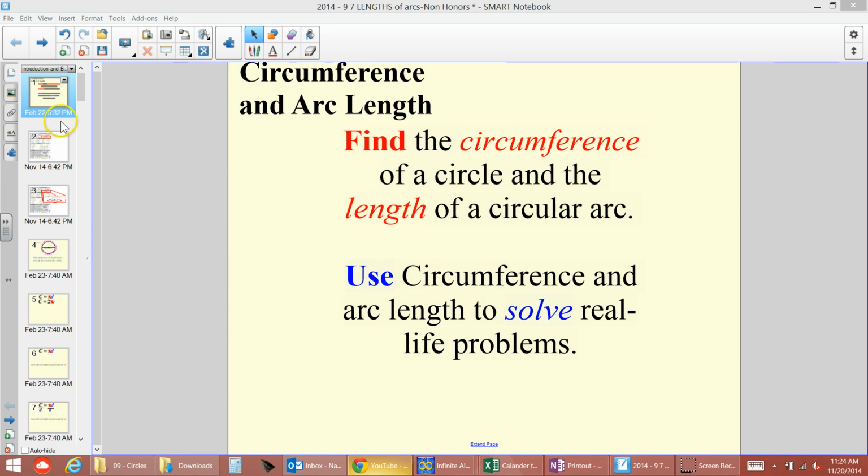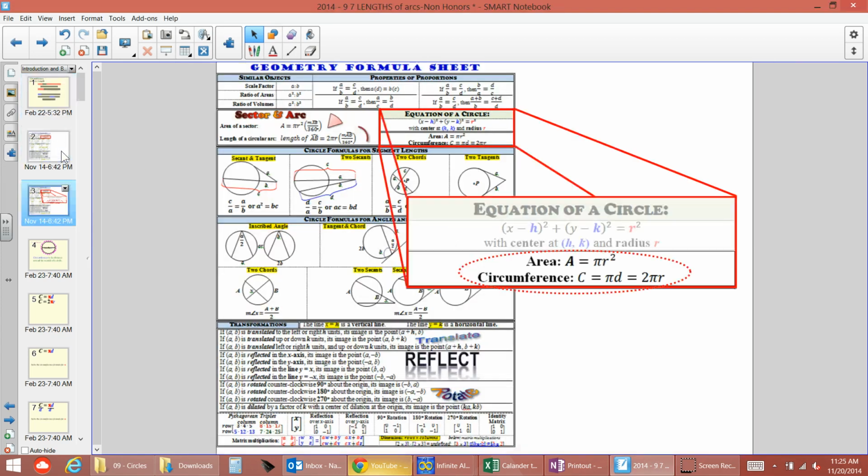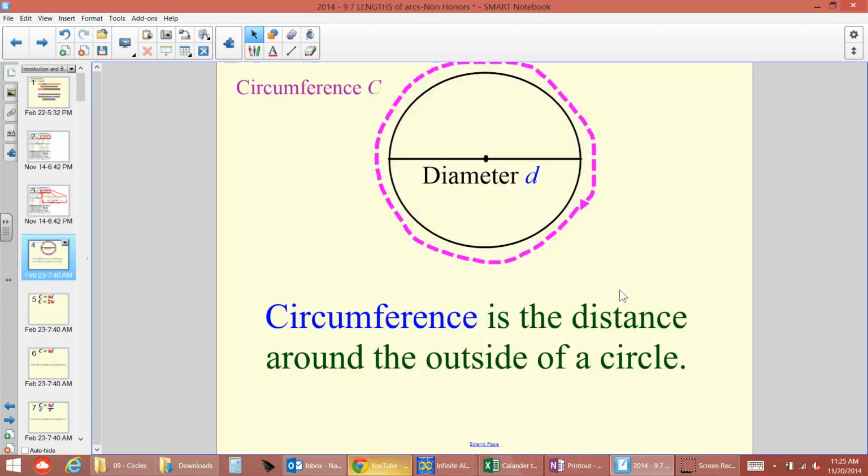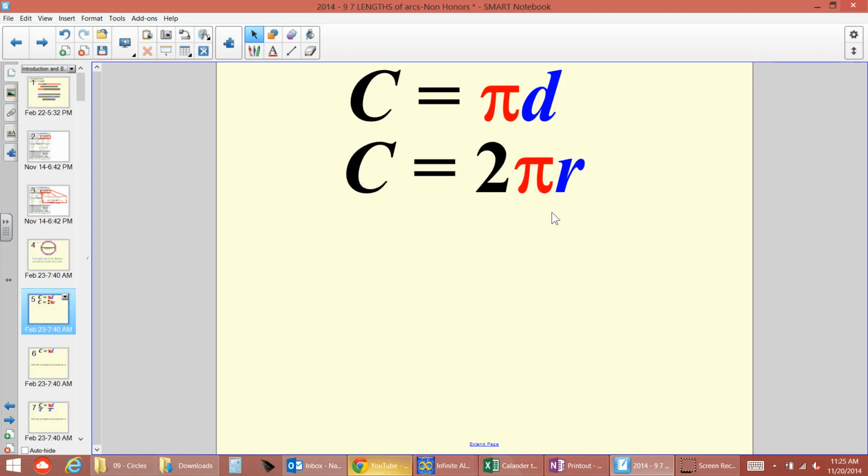So on your cheat sheet, you'll see up here, we have the equation for finding the circumference of a circle. We're going to use that to find the length of a circle, okay? So the circumference is the distance around the outside of a circle. If our diameter is across the middle, then our circumference is all the way around the outside.